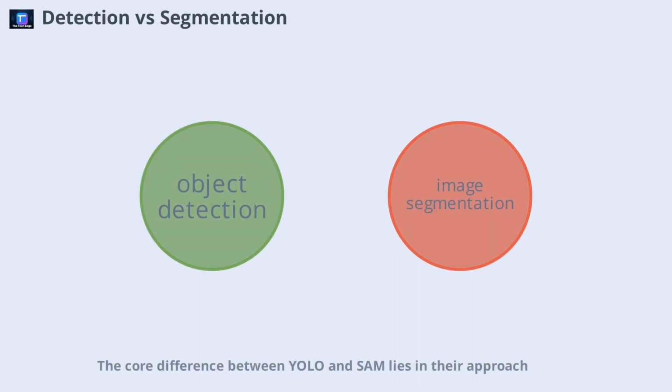The core difference between YOLO and SAM lies in their approach. YOLO is detection first, focusing on counting and locating objects, while SAM is segmentation first, delivering high-quality object boundaries. Depending on your project's needs, whether you require object counts or precise shapes, choosing the right model can make all the difference in your geospatial workflow.